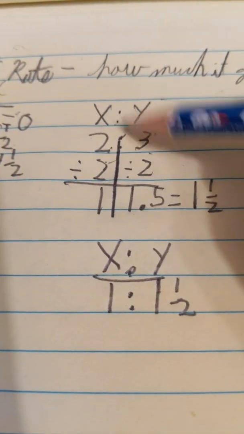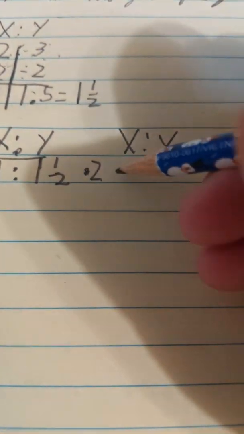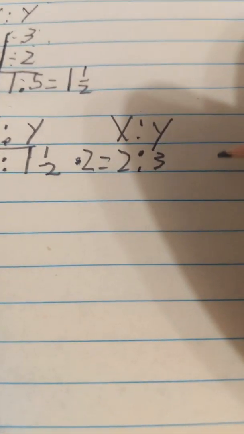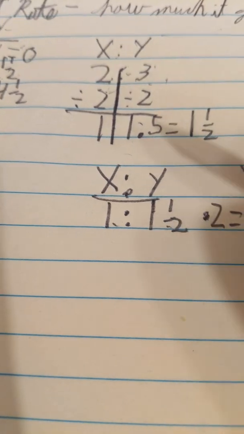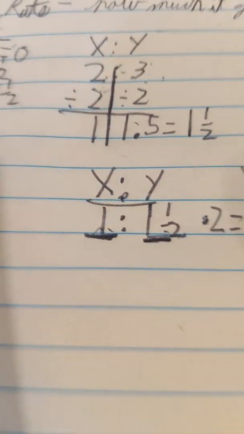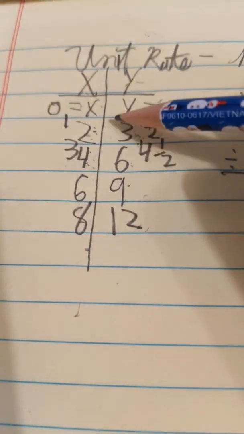So this 2 to 3 is really just a double of 1 to 1 1/2. Because if I want to get this to 2 to 3, I would just multiply by 2, and that would give me 2 to 3. My unit rate has to be 1 and then something. 1, 1 1/2. This chart, we're just skipping numbers, but we could go back and fill each of them in.